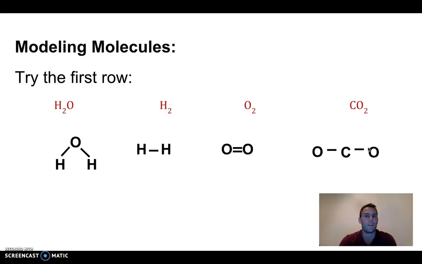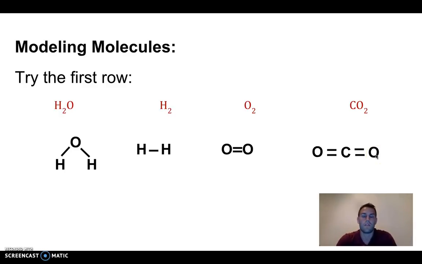But again, remember, I could use that double bond trick from before. So if I add double bonds, notice that this oxygen is now making two bonds. This carbon is now making four bonds, which it should. And this other oxygen is now making two bonds as well.